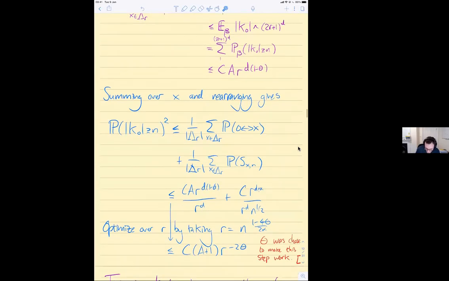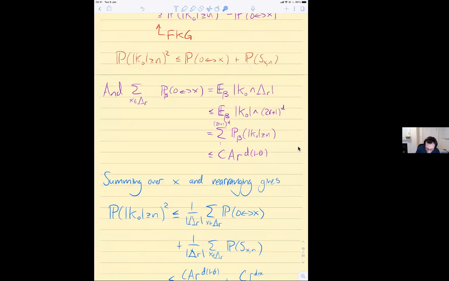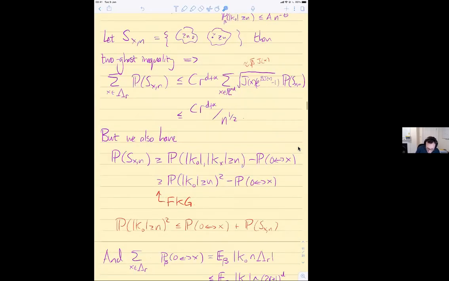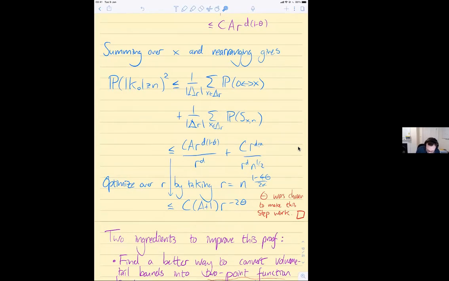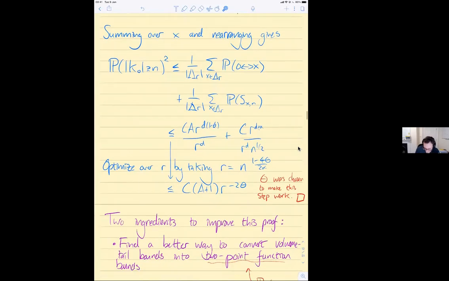So if we put these two things together, this bound on the sum of the connection probabilities and this bound on the sum of these two big cluster probabilities, we get this. Now we optimize over R, and I'm not going to go through the arithmetic because it would be too tedious, but you choose R to be an appropriately chosen power of n, and you find that the right-hand side is bounded by C(a+1) n to the minus 2 theta, which is exactly what we needed, because now we just take square roots of both sides.